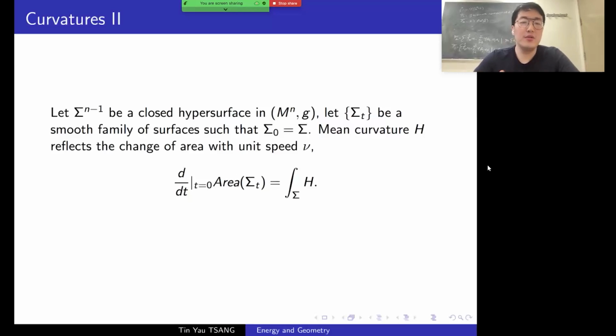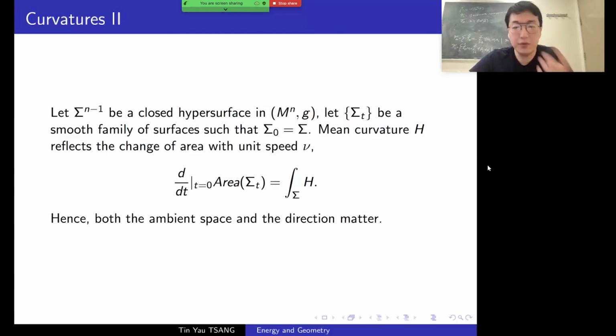Then the second curvature we concern is called mean curvature, which concerns a hypersurface in the ambient manifold. Let sigma t be a smooth family of surfaces. Mean curvature reflects the change of area of the family with respect to unit speed nu. In particular, the derivative at time zero is exactly the integral of the mean curvature. And of course, because it's about a hypersurface, the ambient space and the direction also matter.